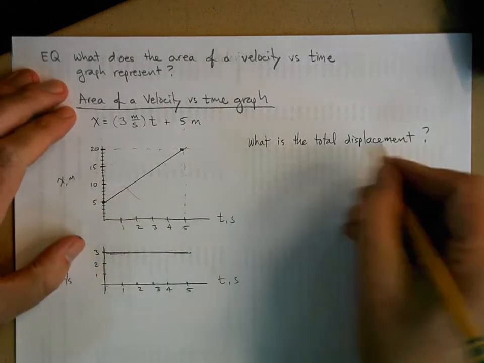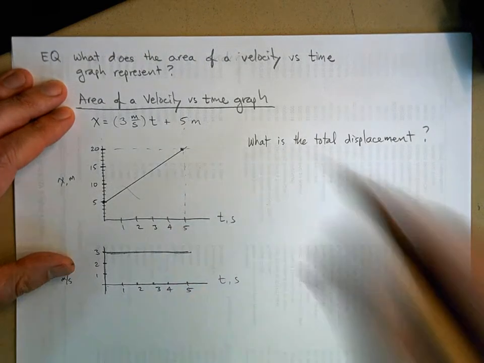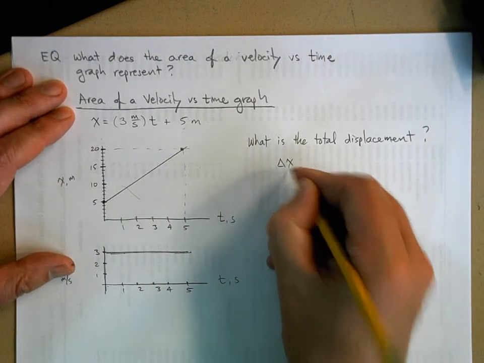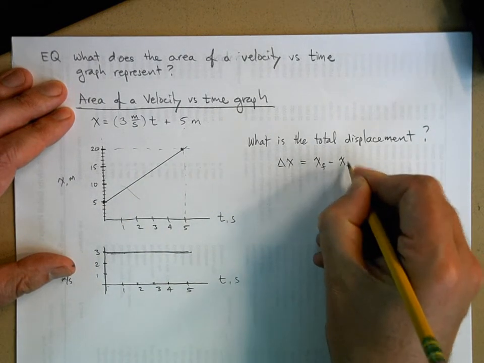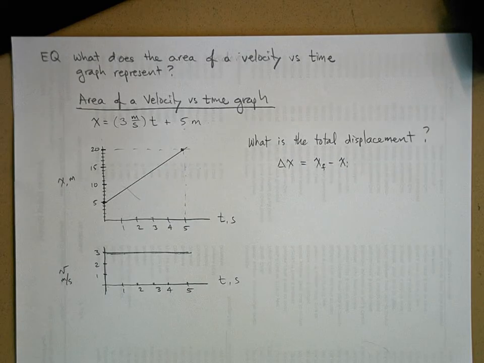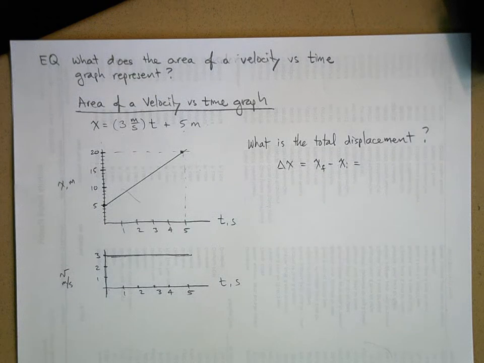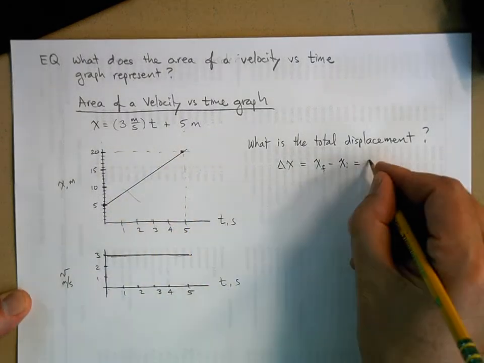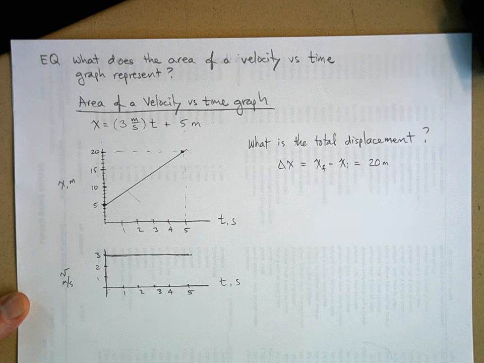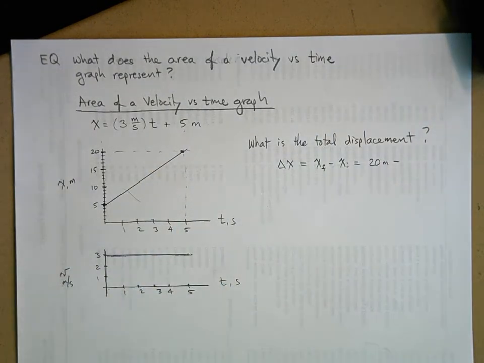So what is displacement? What's the variable name I use for displacement? x final minus x initial. I'm going to call that delta x, and then delta x is equal to x final minus x initial. Right, that's the definition for displacement. And now, what's x final? What's the final position here? Well, on the graph, I look over, and it's 20. Minus my initial position. Now, this is for the whole 5-second interval.